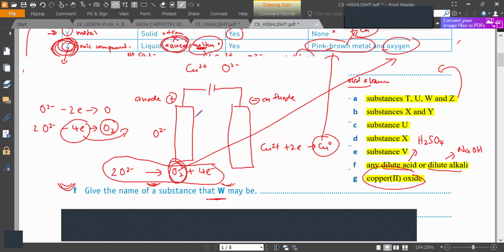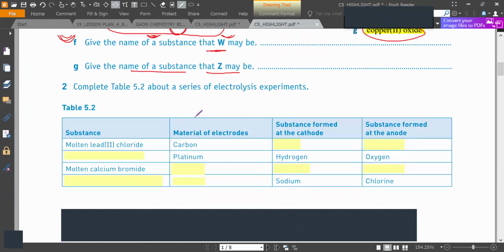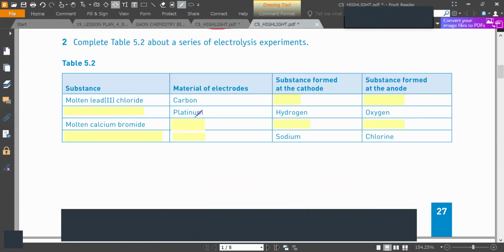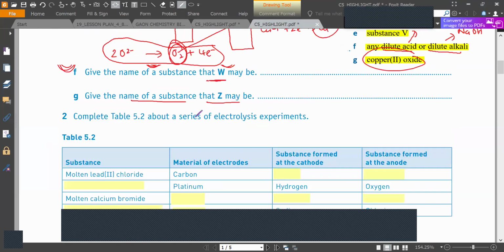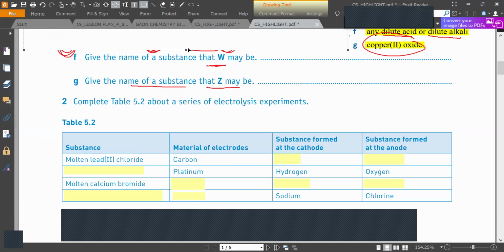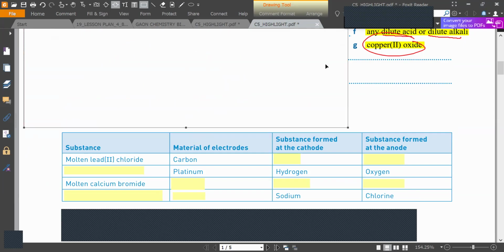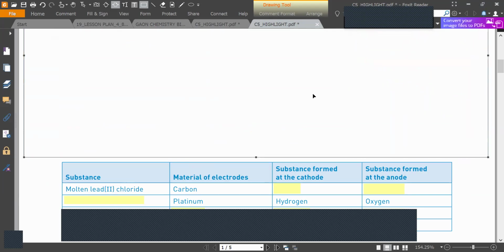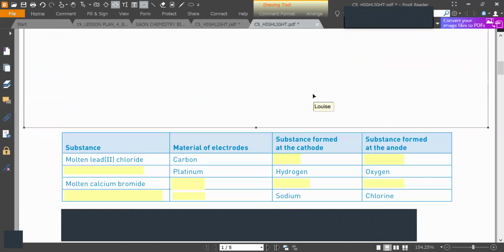That's why Z is copper oxide. Next, complete the table. Again we need to do analysis. As I mentioned before, for this topic you just need to know how to analyze all of the electrodes. If you know how to analyze it properly, you will get the correct answer. Now again, we will go through one by one.